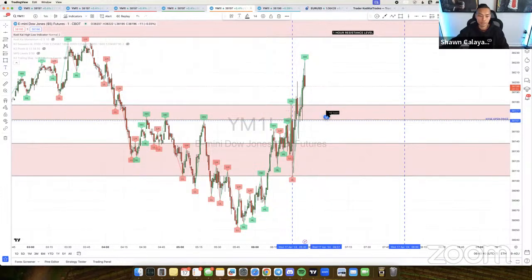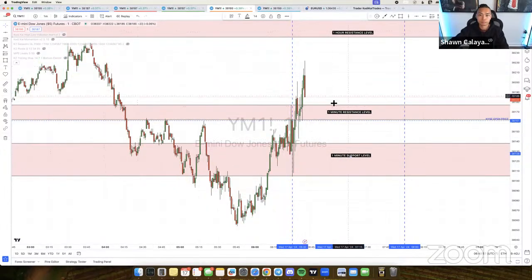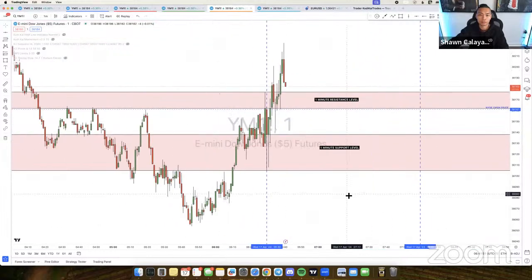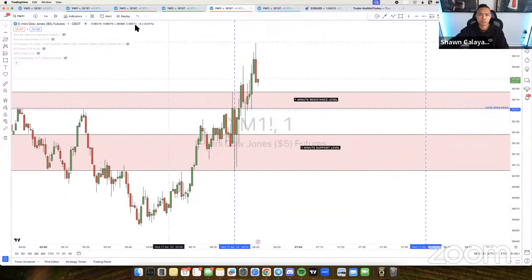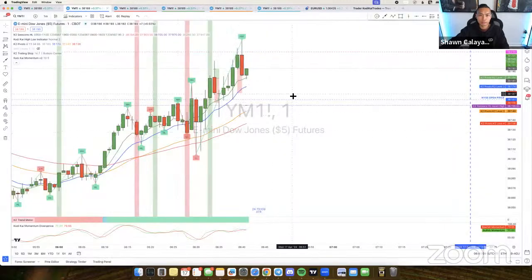All right, so we got the 1 minute resistance level. And then we got the 1 minute support level. All right, so here's a clean chart. Let's go back to our main chart here again.